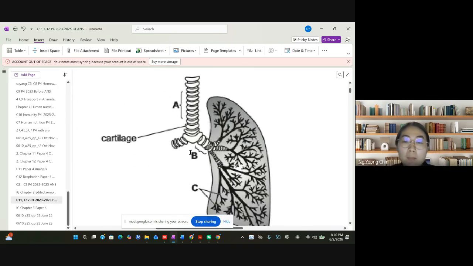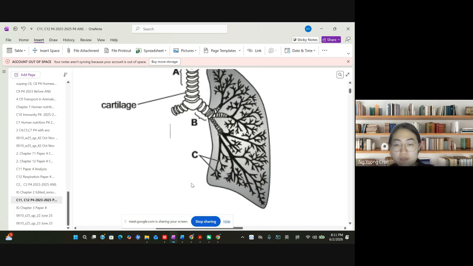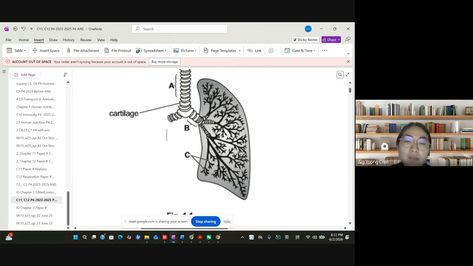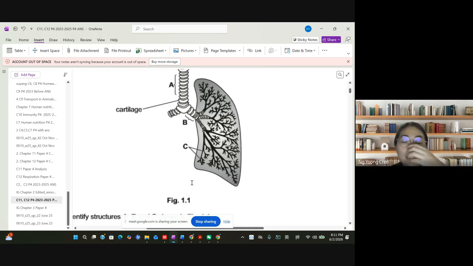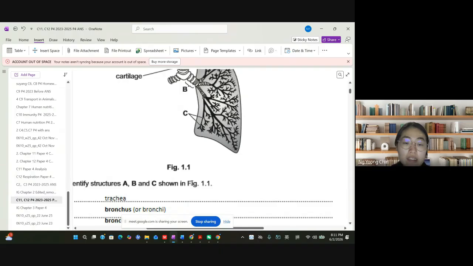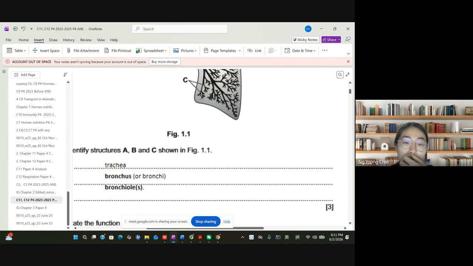Okay, B is what? B is bronchus or bronchial. What do you think? B is bronchus or bronchial? How about C? Actually, this is a bit confusing. A lot of students get the incorrect answer. But for the marking scheme, A will be trachea, and then B will be the bronchus, and then C will be the bronchial.